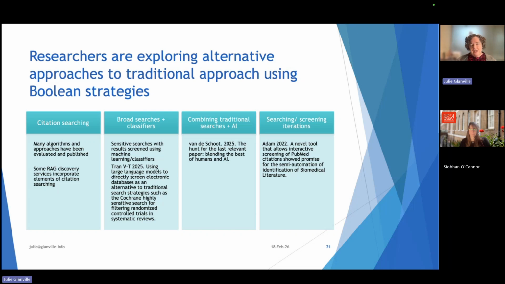But what we're seeing in many of the RAG discovery tools is the incorporation of some citation searching as well as other types of searching to bring back records and to make decisions about the relevance of records. So I think we're just going to see more and more of these citation searching approaches being used within AI tools.